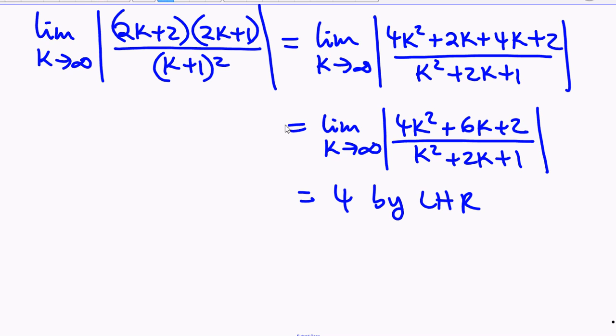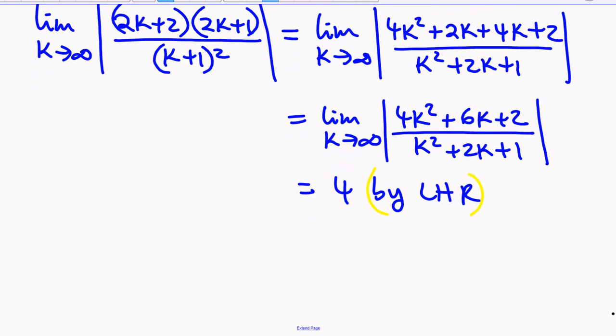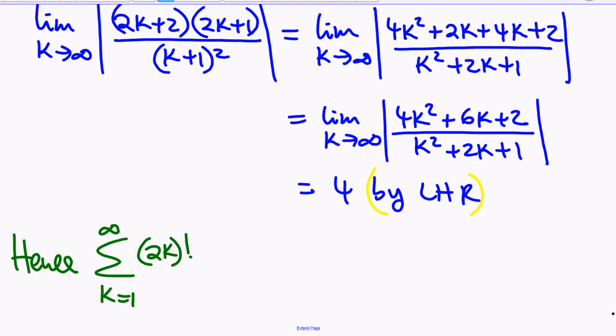All right. So, because our limit is equal to 4, which is greater than 1, we can conclude and say that this series diverges. Hence, the sum from k equals 1 to infinity of 2k factorial over k factorial squared diverges by the ratio test.